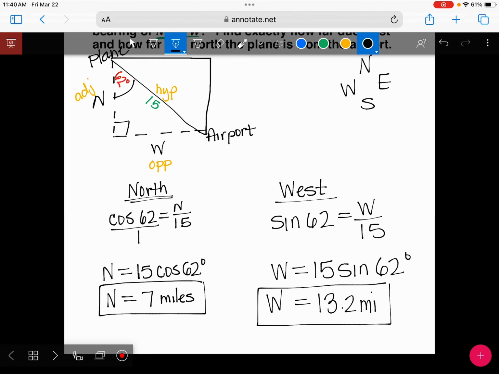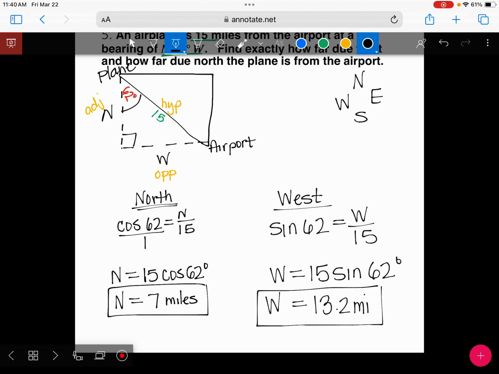So what this question was asking is they gave us the bearing and the hypotenuse, and they wanted us to find the other two sides, the north and the west. All right, I want you to try to do number 7 by yourself. No, not number 7, sorry, number 6. And then we'll end there. Try to do number 6. And then we'll end with that question. Do you have a question, Chris?